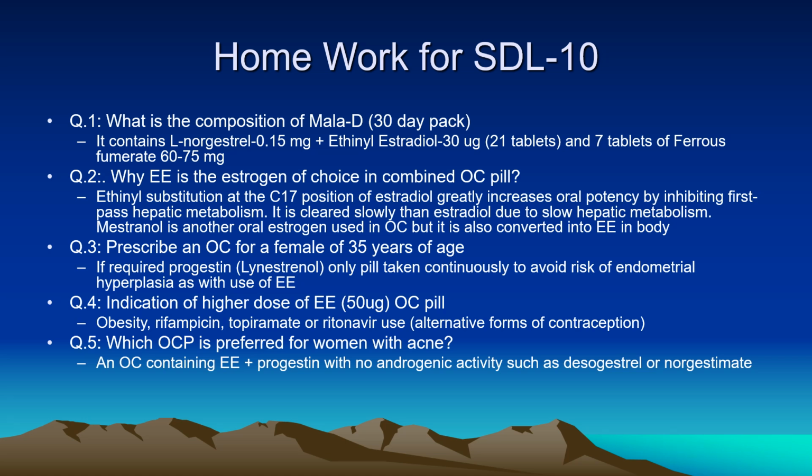Question 4. Indication of higher dose of ethinyl estradiol. Usual dose is 30 micrograms, but a higher dose may be required under certain conditions: obesity, rifampicin, use of topiramate or ritonavir. These are the 3 drugs that induce the metabolism, so reduce the contraceptive action. Or the best thing is to use an alternative method of contraception instead of a pill.